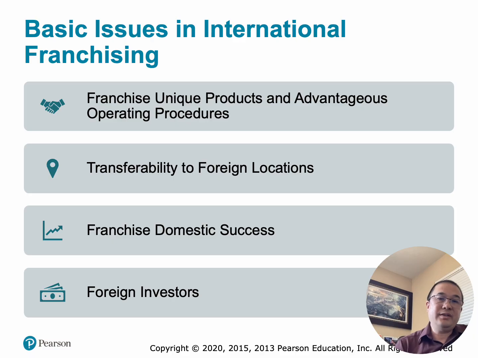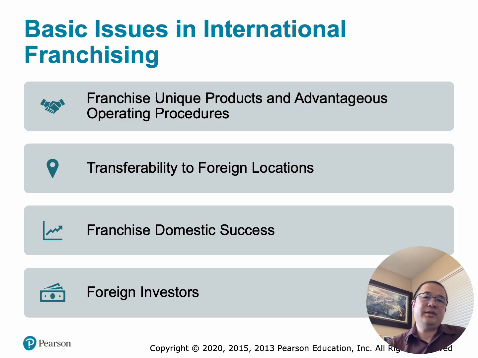So number one, franchise unique products and advantageous operating procedures. A successful franchise usually has something distinctive that competitors cannot easily copy. Examples would be unique products, strong brand recognition, or proprietary recipes. As an example, McDonald's has a recognizable brand, standardized menu, efficient kitchen operations, and proven training systems. These advantages make franchising attractive to foreign investors.